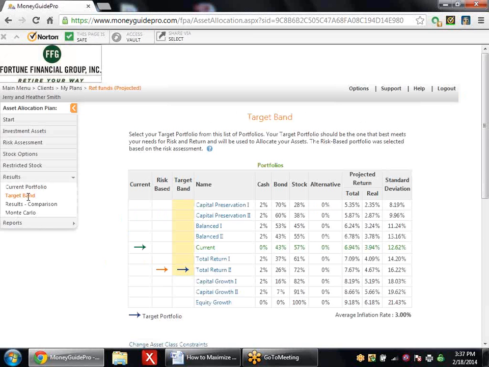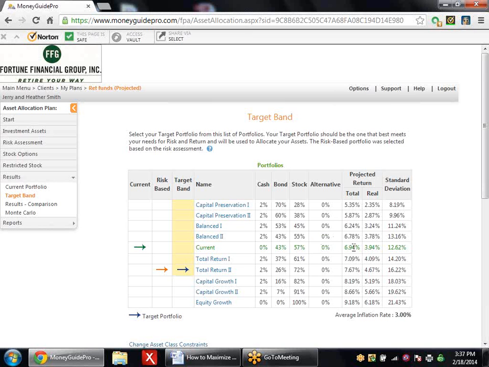You can look at the target band, and this is based on how you answered your questions on Finametrica. Target portfolio has about 72% in stock, 26% in bonds. That's what we looked at based on your answers from the Finametrica. The current portfolio is the one we just looked at. That's about 57.43 is the percentage there.